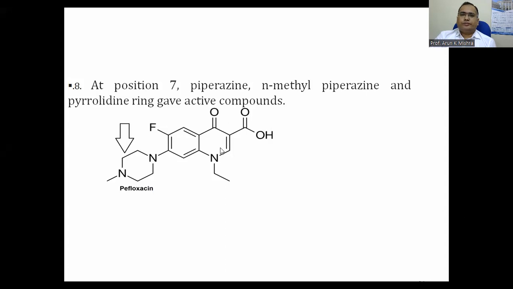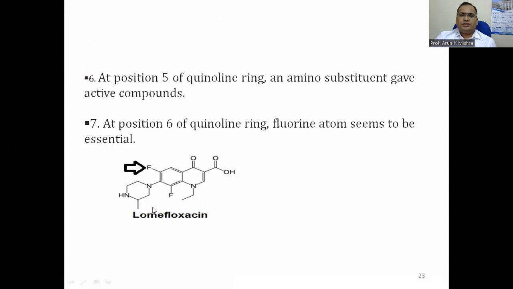Yes. We were at point number 7 of the SAR. At position number 6 of the quinoline ring, a chlorine atom seems to be essential. At the sixth position, in every fluoroquinolone you will definitely see chlorine.